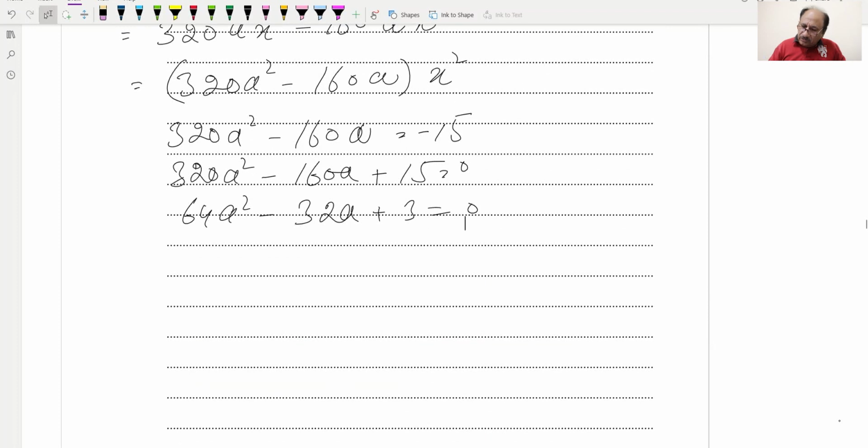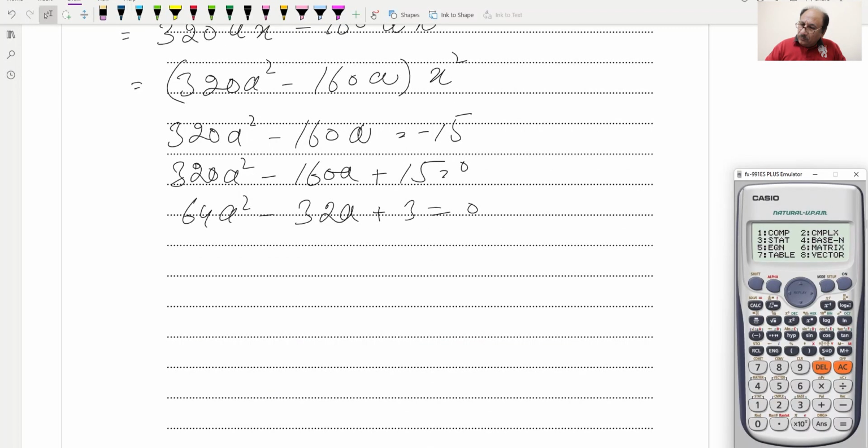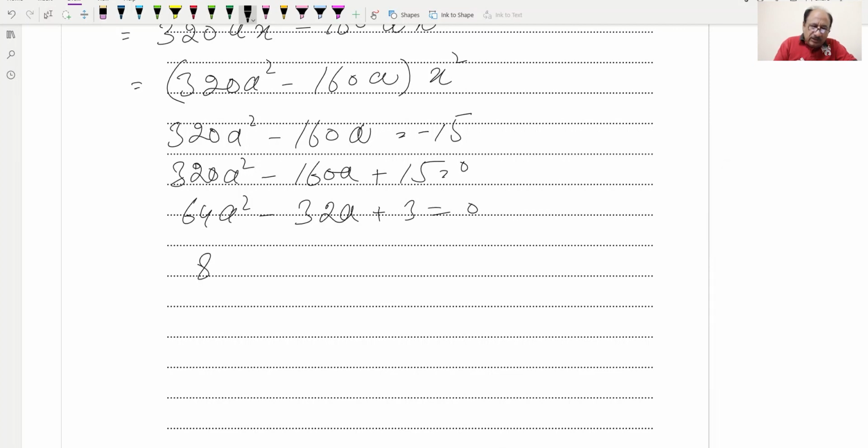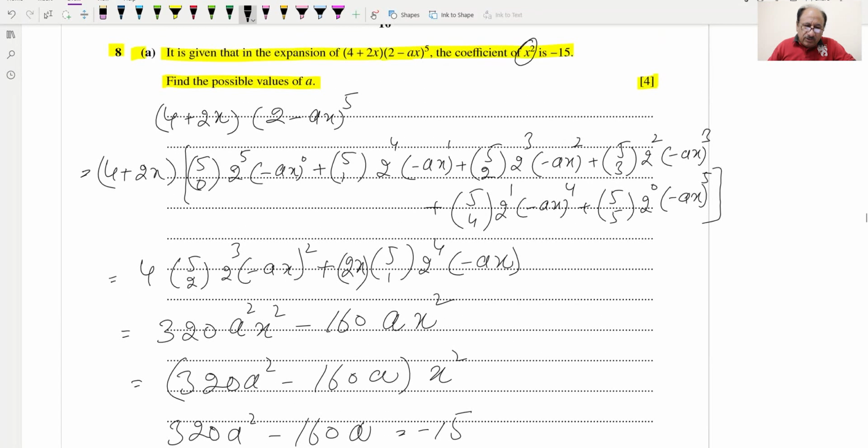Now we can solve this quadratic equation. Product is 64 times 3, sum is minus 32, and this will give us 3 by 8 and 1 by 8. So 3 by 8 we can write 8a minus 3, and 1 by 8 we can write 8a minus 1 is equal to 0. So a is equal to 3 by 8 and a is equal to 1 by 8. These will be the two values which we were supposed to find.